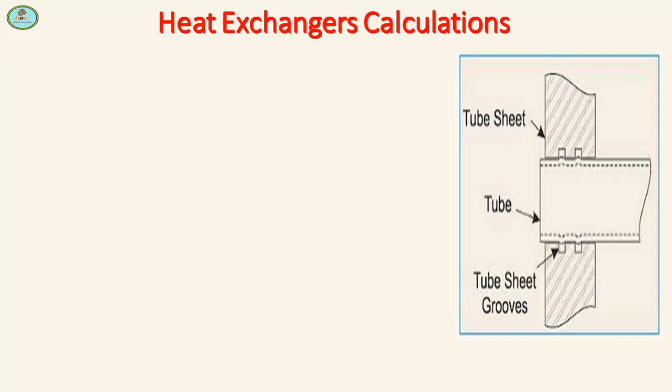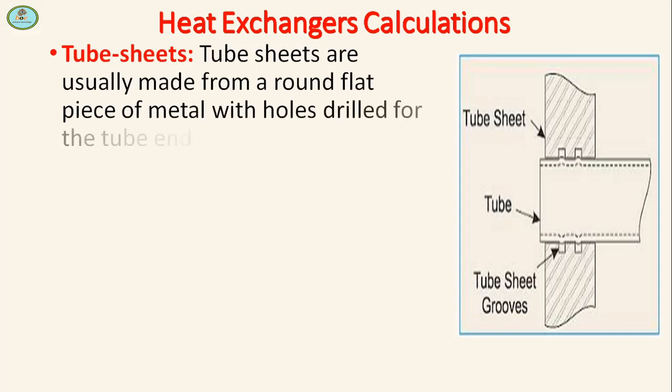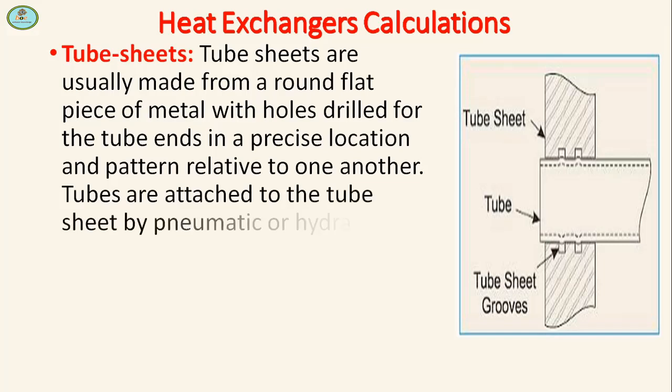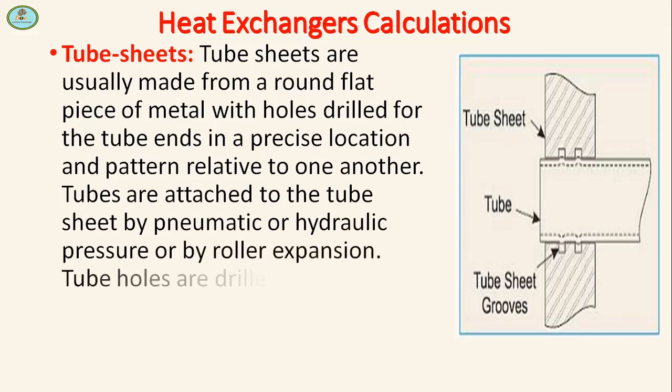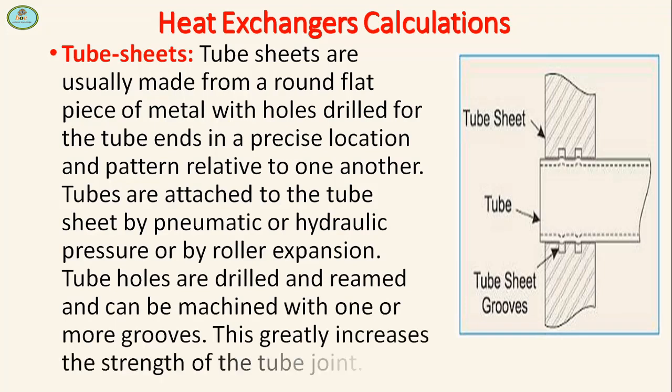Heat exchanger calculations. Tube sheets are usually made from a round flat piece of metal with holes drilled for the tube ends in a precise location and pattern relative to one another. Tubes are attached to the tube sheet by pneumatic or hydraulic pressure or by roller expansion. Tube holes are drilled and reamed and can be machined with one or more grooves. This greatly increases the strength of the tube joint.